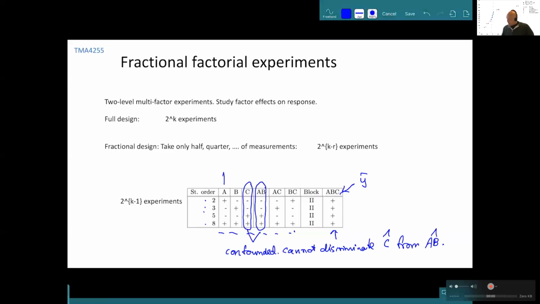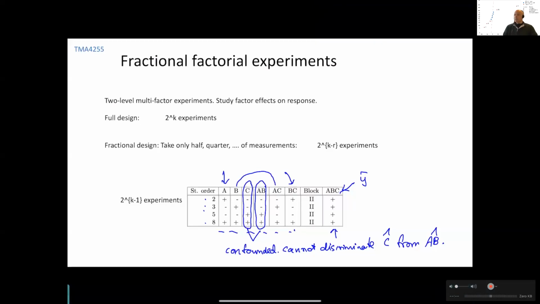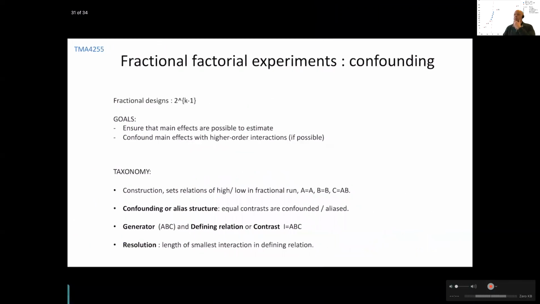Or A and BC, or A, C, and BC, they have the same sign, so we cannot discriminate them. They are confounded. So when we do fractional experiments and don't have time to do all experiments, we have to be careful what we're doing. And then the goal is again to estimate main effects and potentially first order effects, and to then do the confounding with the higher order interactions. And there's a whole way of thought around this.